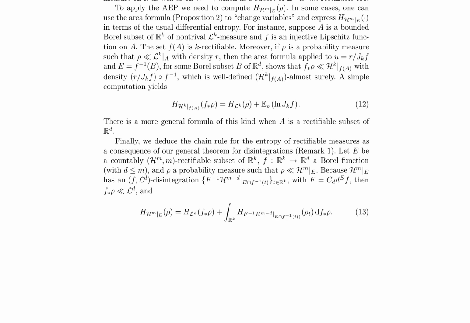Finally, we deduce the chain rule for the entropy of rectifiable measures as a consequence of our general theorem for disintegrations. Let E be a countably m-rectifiable subset of R^k, F: R^k → R^d a Borel function, with d less than or equal to m, and ρ a probability measure such that ρ is much less than H^m restricted to E. Then F_*ρ is much less than L^d, and H^m_E(ρ) equals H^{L^d}(F_*ρ) plus the integral over R^d of H^{m-d}_{E ∩ F^{-1}(t)}(ρ_t) dF_*ρ(t).